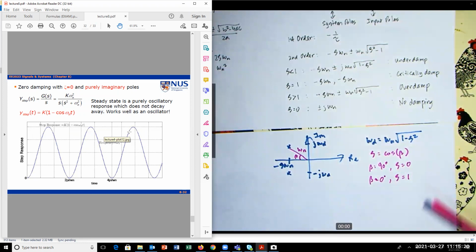Zeta equals 0, what does it mean? No damping. Zeta equals 1 means critically damped. All right, so this is the case for the underdamped situation. This is underdamped.